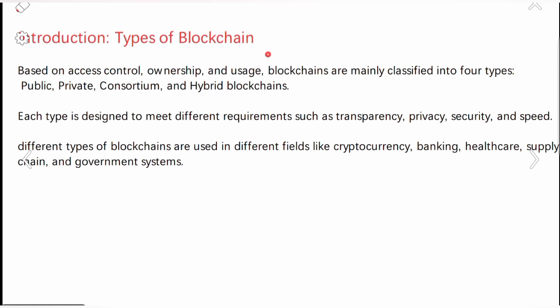So, introduction to the types of blockchains. Why do we need different types of blockchain? Only one type of blockchain is enough, right? But why are we going for different types? Based on access control, ownership and usage, blockchains are mainly classified into 4 types: public blockchain, private blockchain, consortium blockchain and hybrid blockchain. Each type is designed to meet different requirements such as transparency, privacy, security and speed. Different types of blockchains are used in different fields like cryptocurrency, banking, healthcare, supply chain and government systems.